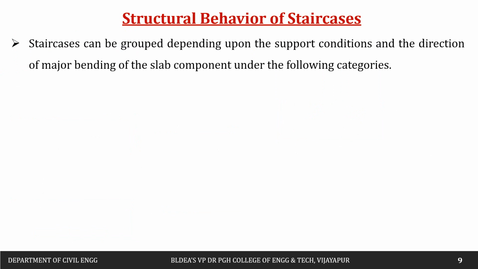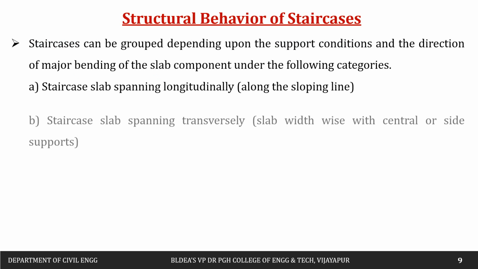Then next, as we are going to design the staircase, let us study the structural behavior of staircase. A staircase can be grouped depending upon the support conditions and the direction of major bending of a slab component along the following categories. It can be grouped based on the support condition we provide, as well as how the bending of that slab takes place, whether it is going to bend longitudinally or transversely. Based on that we can have the following categories.